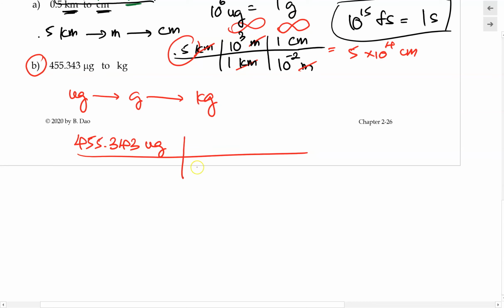And now I want to put 1 microgram here first, so it will get cancelled out. And now I know 1 microgram will then equal 10 to the negative 6 gram. So that's how I would be putting this in to cancel out and convert microgram into gram.